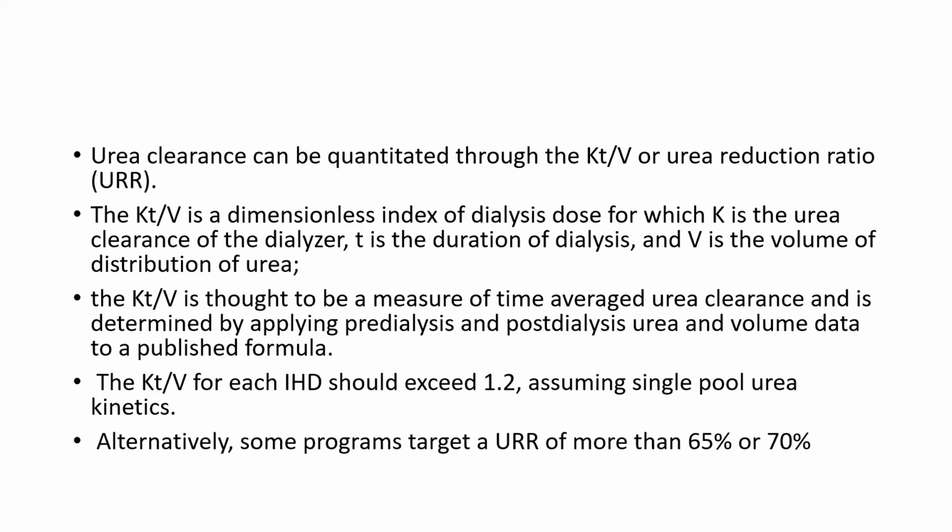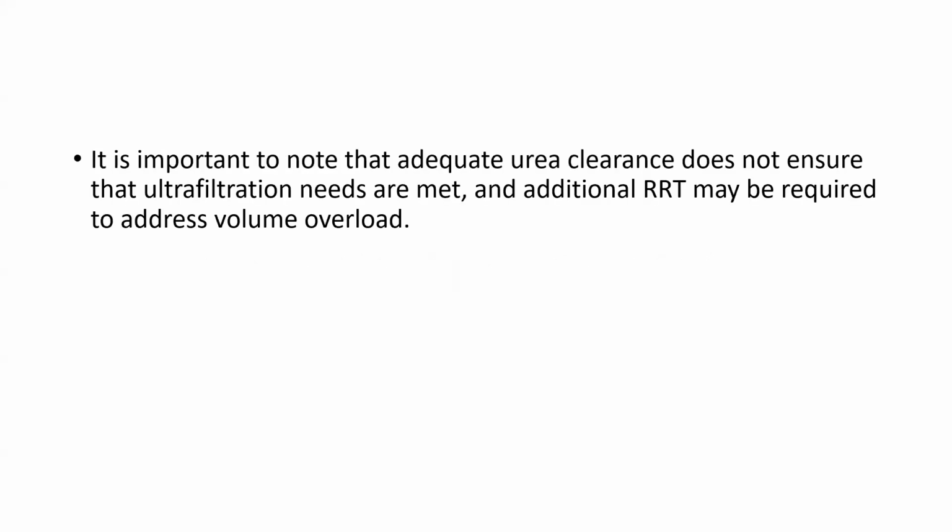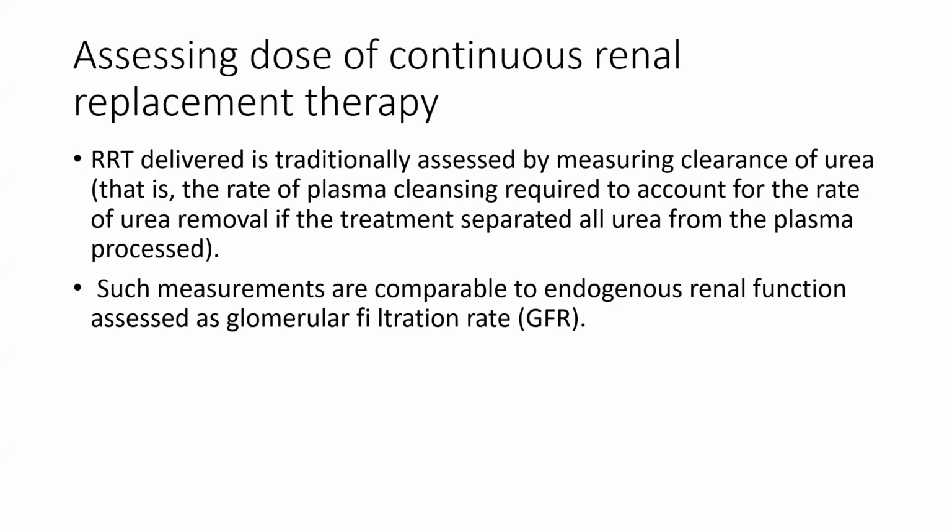So this urea reduction ratio is calculated from the following formula, that is pre-dialysis blood urea nitrogen minus post-dialysis blood urea nitrogen upon pre-dialysis blood urea nitrogen. So it is important to note that adequate urea clearance does not ensure that ultrafiltration needs are met. The additional RRT may be required to address the volume overload.